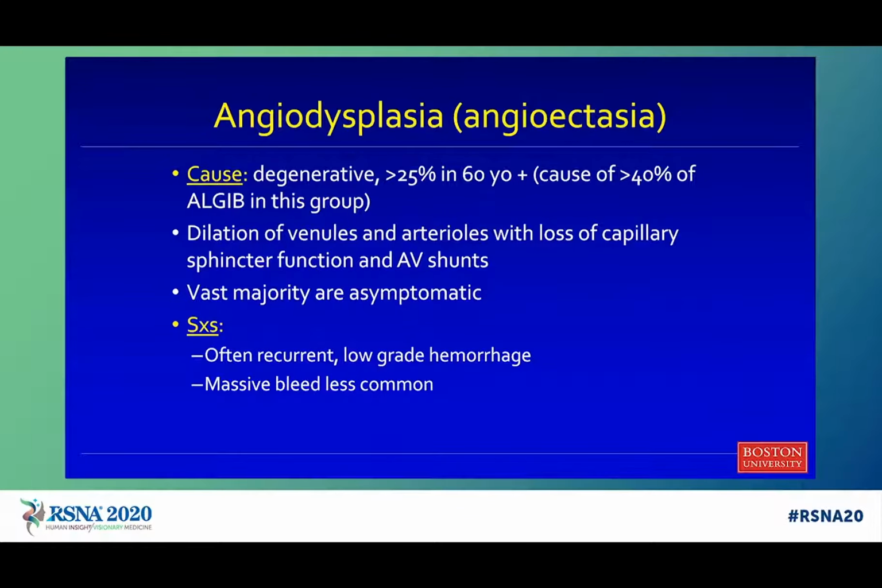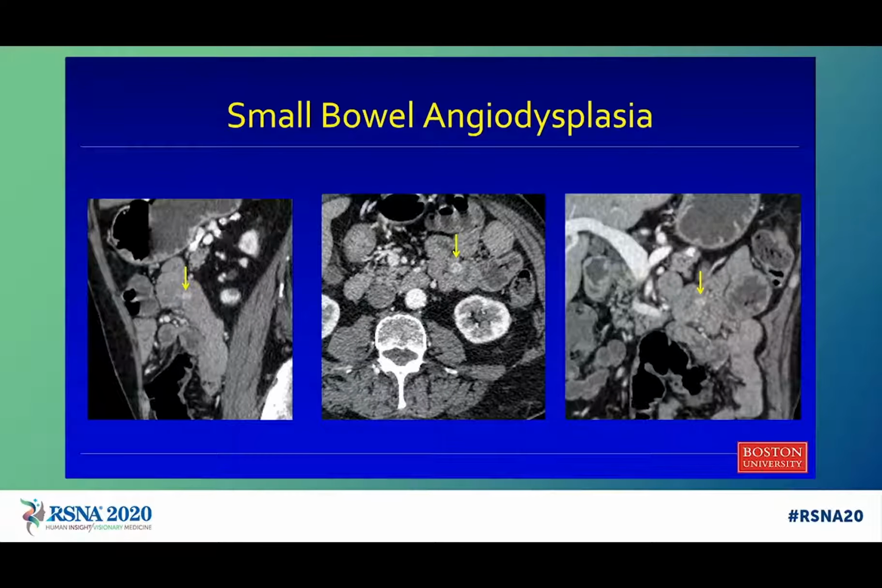Angiodysplasia is a common cause of bleeding in the GI tract. It's considered a degenerative condition, with more than a quarter of patients older than 60 years old having angiodysplasia. Angiodysplasia is dilation of venules and arterioles with loss of capillary sphincter function and AV shunts. A vast majority of these lesions are asymptomatic. However, they can cause recurrent low-grade hemorrhage. Massive bleeding, luckily, is less common. At angiography and CTA, the hallmark is an early venous draining.